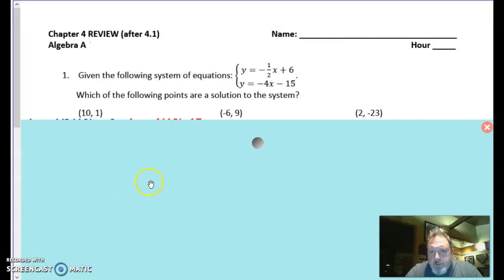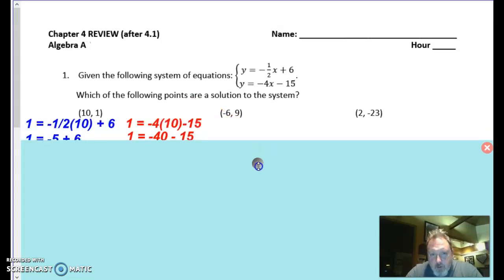For number 1, this system of equations, you're given the two equations, and they want to know which of the points are a solution. Could be all three, could be none, could be one of the three, two of the three, so you need to check them. I did the first one here for you just to get you started.